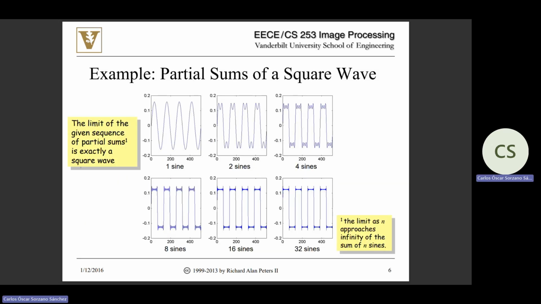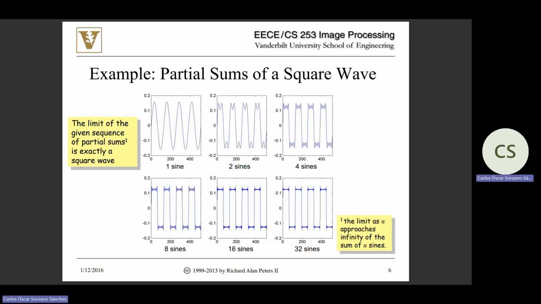Here you have an example of how by adding more and more sinusoids, we are getting closer and closer to the signal you want to represent. This is with just one Fourier coefficient, with 2, with 4, 8, 16, 32. And this overshooting in the approximation is caused by the discontinuity. Do you remember the name of that? The ripple and Gibbs effect. This is the Gibbs effect.